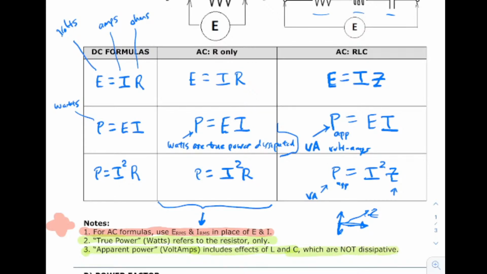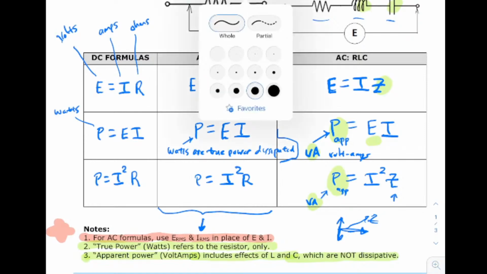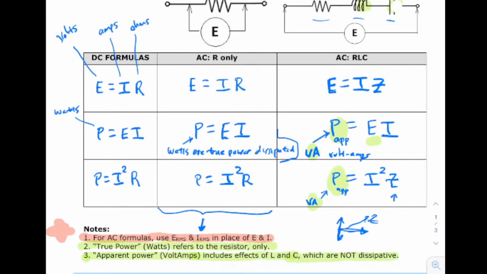So if you're taking into account the pushback of the coil and the capacitor, in other words, you're using a Z instead of an R, then the power that you get is going to be an apparent power in volt amps. And it's the same here because the E adjusts itself according to the Z, not according to the R, but according to the Z. And so this is also in volt amps. So that's our big thing we got to get used to today.